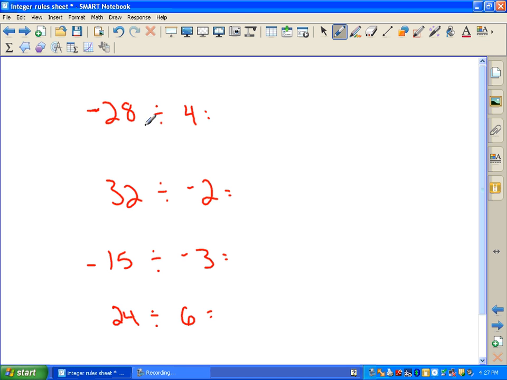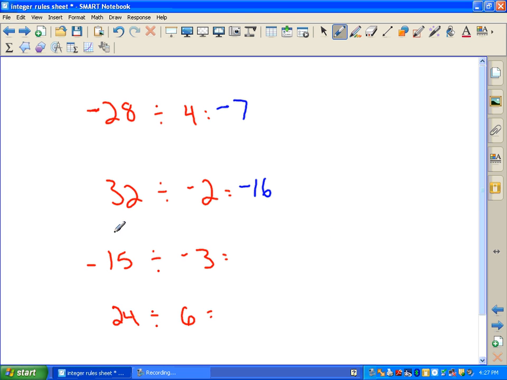Dividing, exact same thing. I have a negative and a positive. They're different. Answer is negative. 28 divided by 4 is 7. I have a positive and a negative. Different again. Sign's going to be negative. 32 divided by 2 is 16.